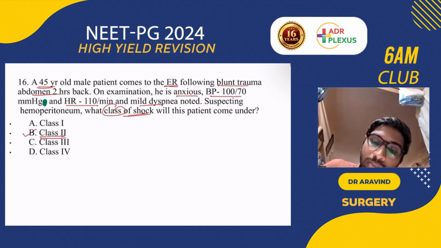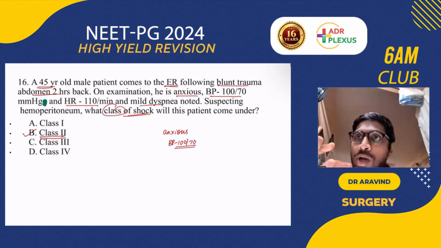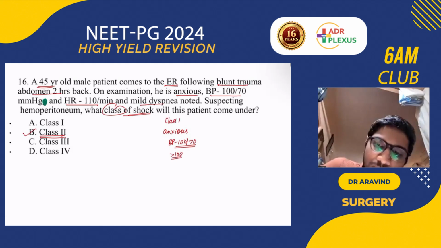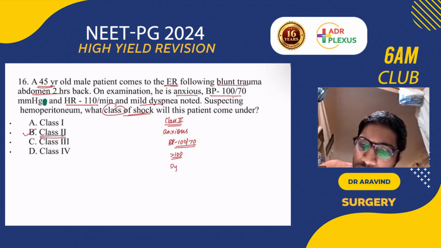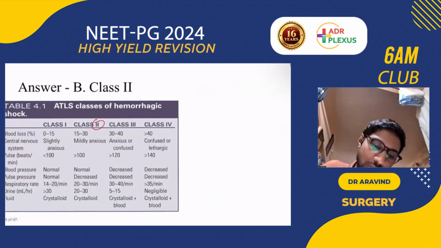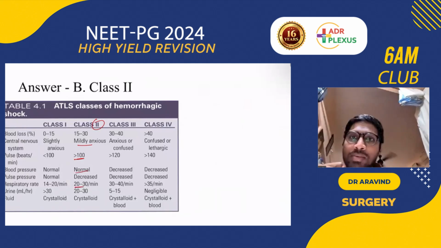So anxious, BP 100/70 is normal only. Only when it is falling will it come under class 3. Tachycardia of more than 100 is class 2. These are all class 2, and mild dyspnea will be there. All these come under class 2. So class 2 is mildly anxious, heart rate more than 100, BP normal, and mild tachypnea. These are the important points here.